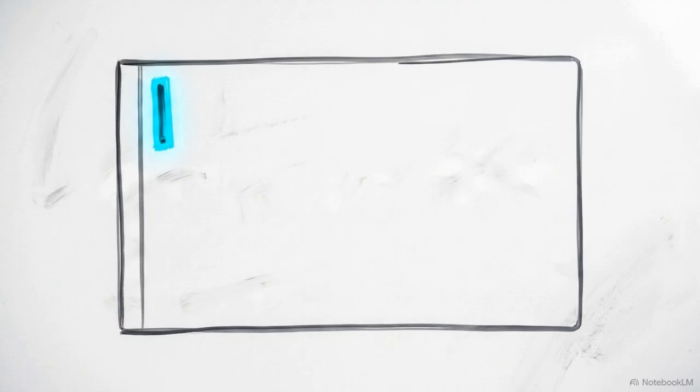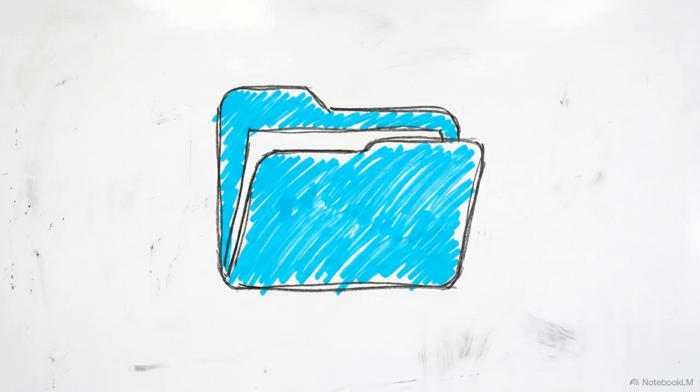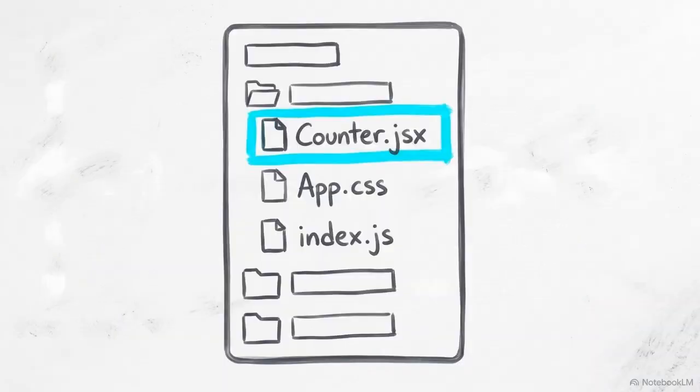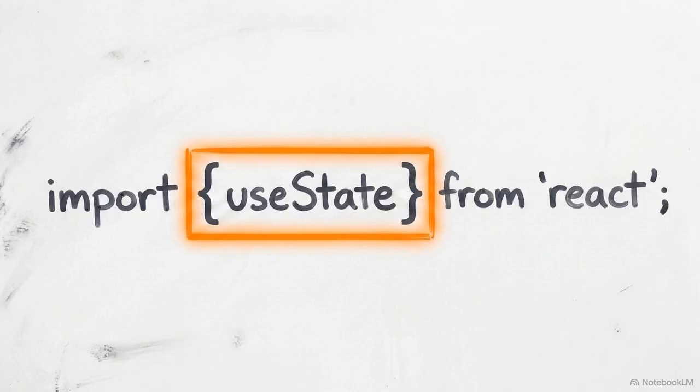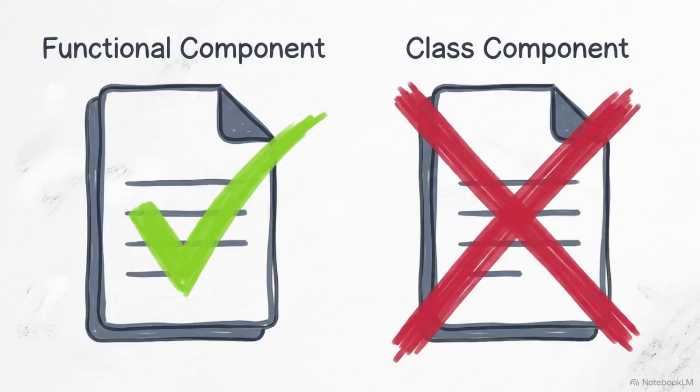Let's write the code. Step 1 is setting up our environment. Inside your source folder, create a new file named counter.jsx and declare a functional component. Look at the exact syntax at the top of the file. We use object destructuring to extract the useState function directly from the React library. Keep in mind that hooks only work inside functional components, so ensure you are not writing an older class-based component.